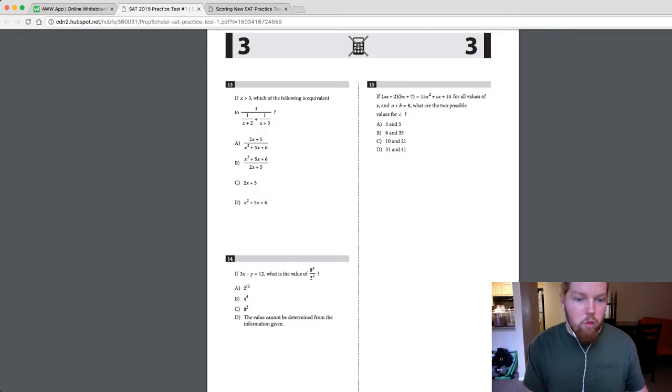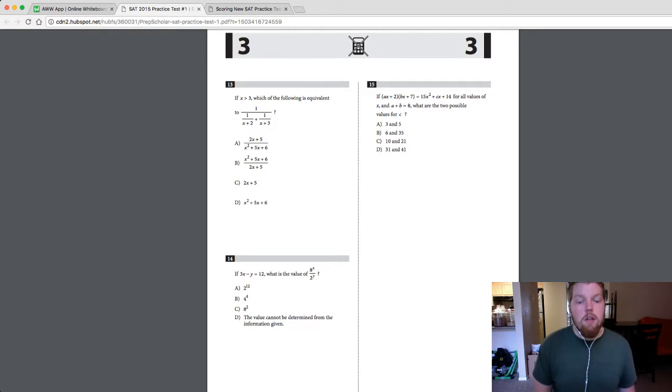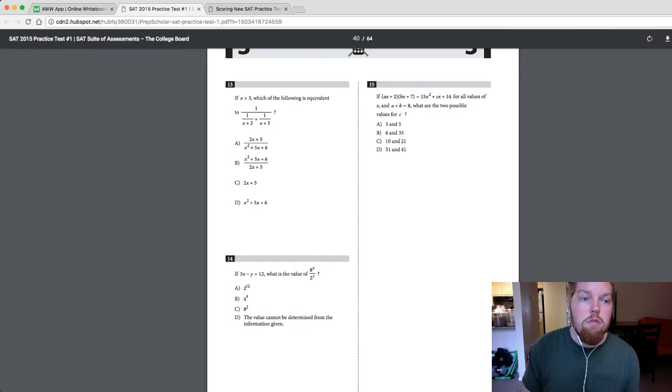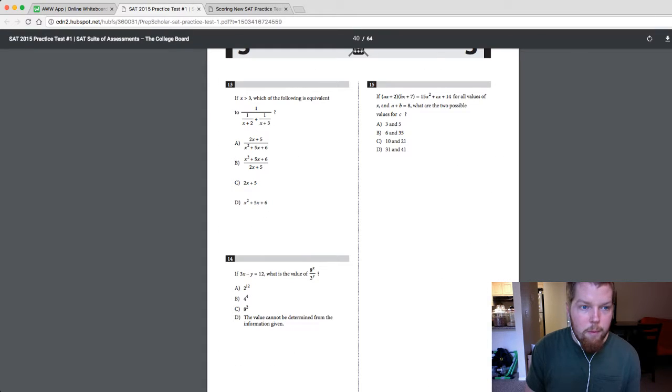14. If 3x minus y is 12, then what is the value of 8 raised to the power of x divided by 2 to the power of y? Alright, so 3x minus y is 12. Let's write down our information. 3x minus y is 12. And what's 8 to the x over 2 to the y? That's what they asked, right? Yep.